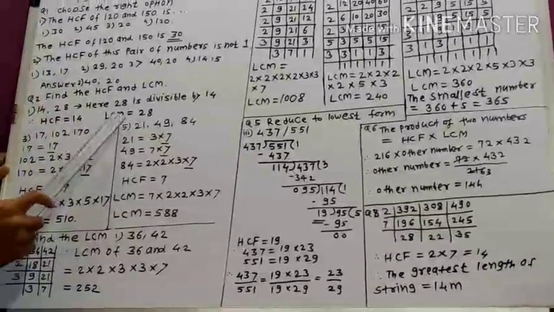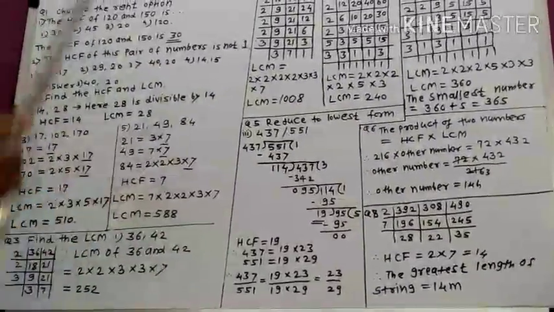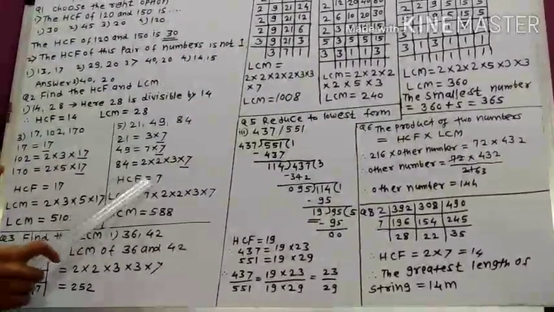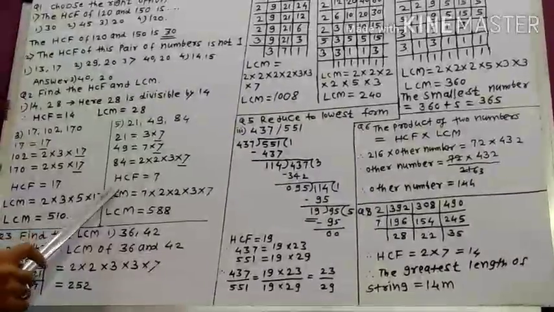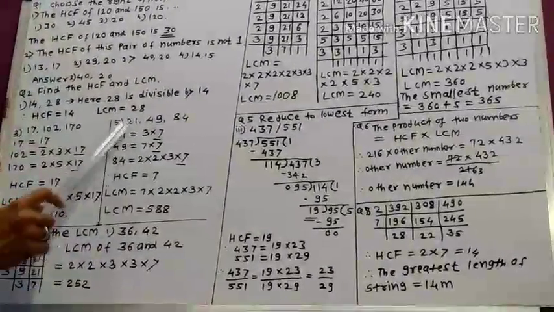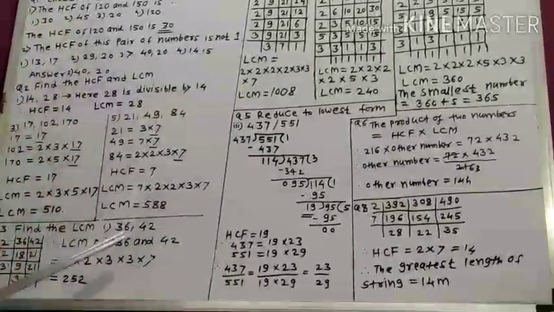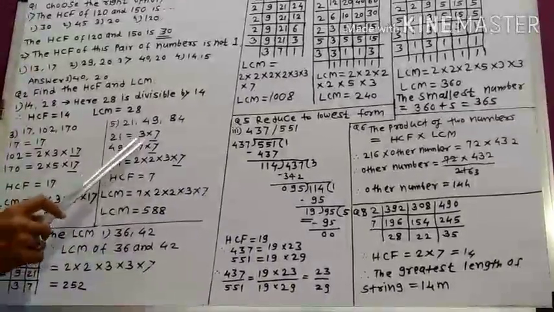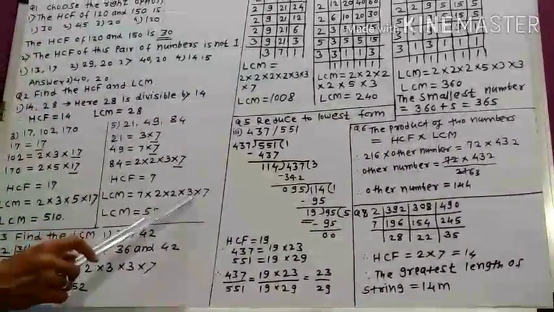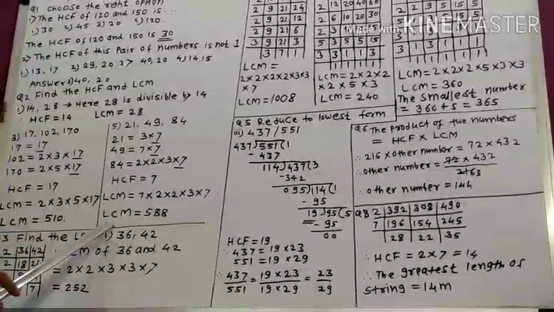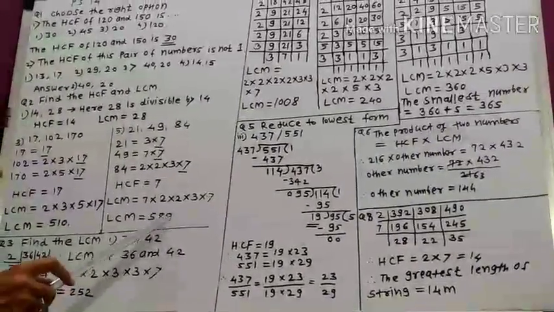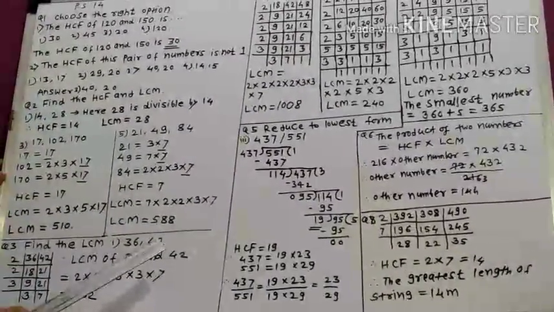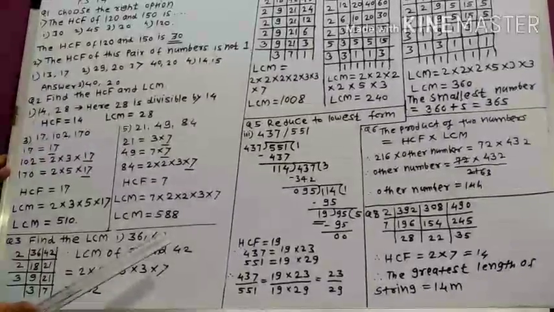Then fifth example 21, 49, 84. First find prime factors, then find its common prime factor which is 7, therefore SCF is 7. Therefore SCF of 21, 49, 84 is 7. To find LCM, take first the common prime factor 7, then all remaining prime factors 2 into 2 into 3 into 7. The product of all these prime factors is 588. Therefore its LCM is 588. In this way we can calculate LCM and SCF of any number.